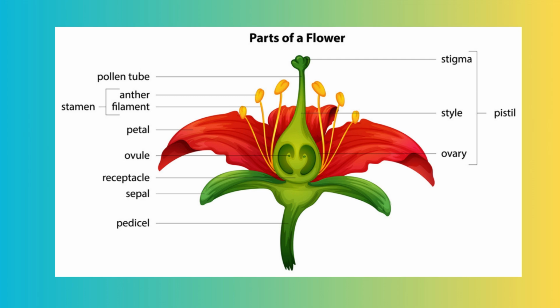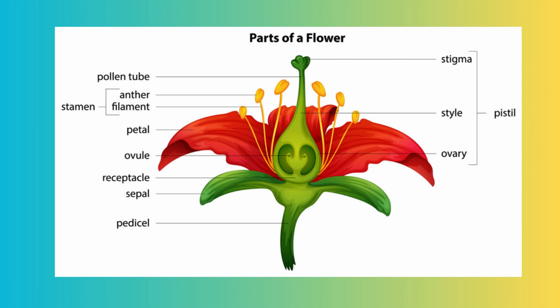Male parts, stamen, anther, produces and holds pollen. Filament, a stalk that supports the anther. Female parts, pistil, carpel, stigma, the sticky tip at the top that receives pollen. Style, a tube that connects the stigma to the ovary. Ovary, contains ovules, potential seeds, and develops into a fruit after fertilization.